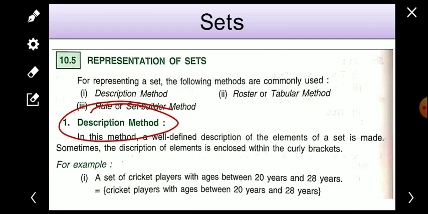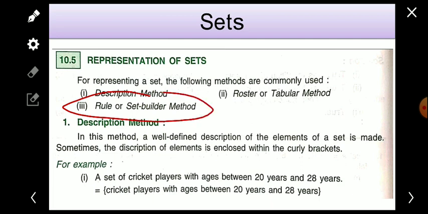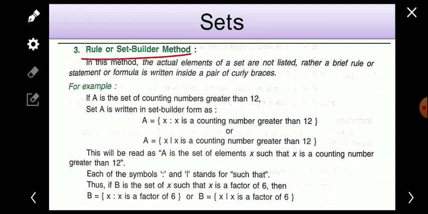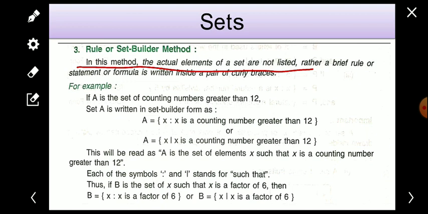Now we'll talk about the third method, and that is the rule or set builder method. In this method, the actual elements of the set are not listed. What we do is that we don't write each and every element. Rather, a brief rule or statement or formula is written inside a pair of curly brackets. Any rule or statement or formula is written to represent the elements of the set.